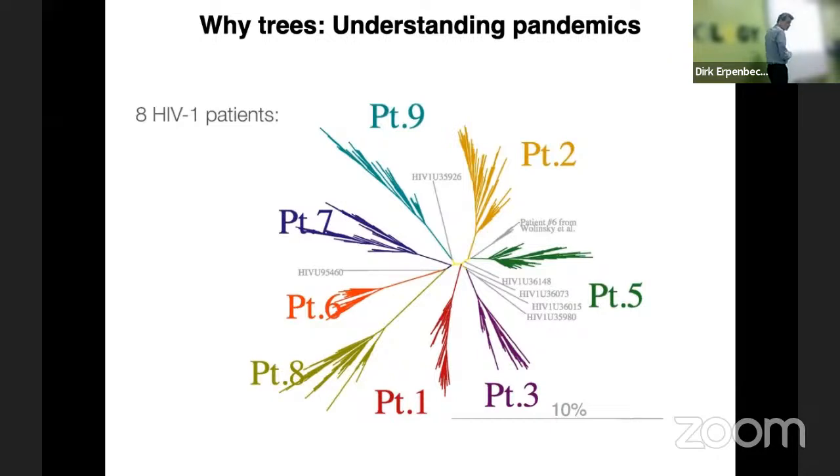Here an example for HIV, from the 90s, but the same applies for coronaviruses. Here was patient zero, the first person infected. He infected patient number one, patient two, patient three, patient four, and so on. And the virus in these patients kept on evolving. So we understand how the virus is evolving.